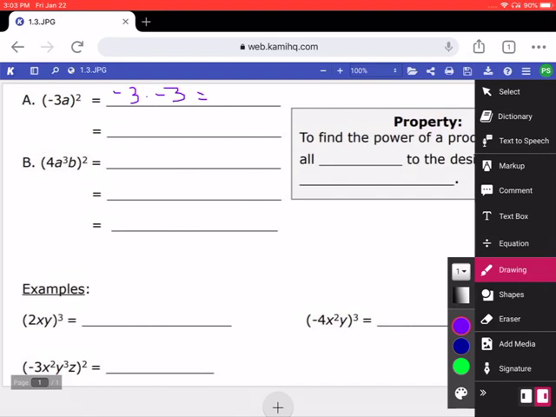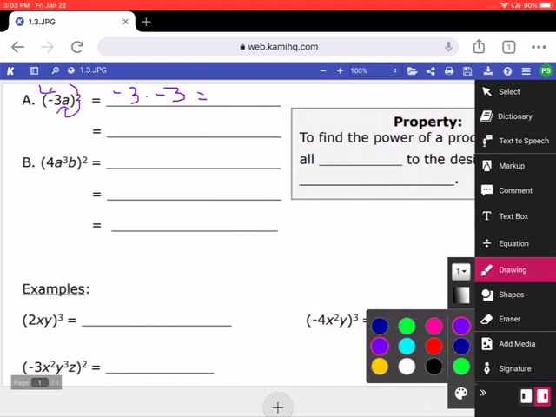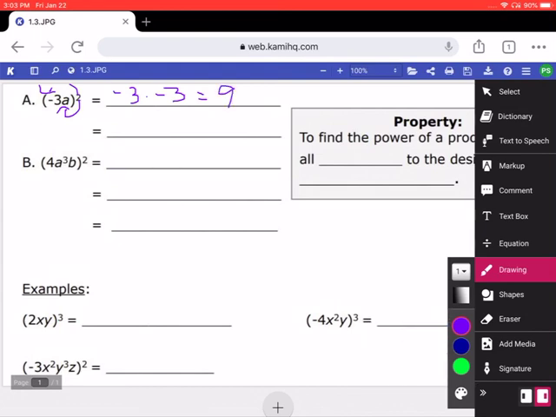Look at some examples where it's not just all letters. This time you've actually got numbers and letters mixed. So when we do that, we're going to distribute this 2 into the -3 and also into the a. So here we have -3 times -3, which we know is going to make a +9. And then we're just going to say a squared. So it's just going to be a^2.